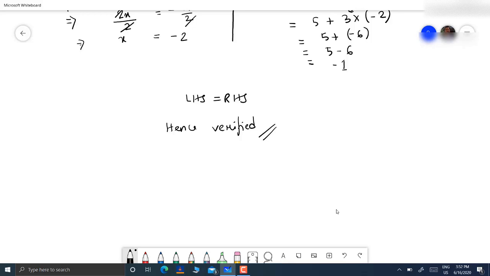So that is how we have to solve the second equation also. Now in my next video we are going to discuss the remaining questions of this exercise 2.3.